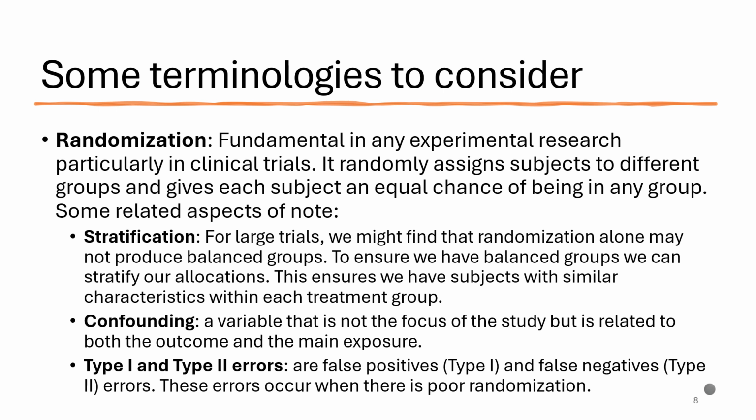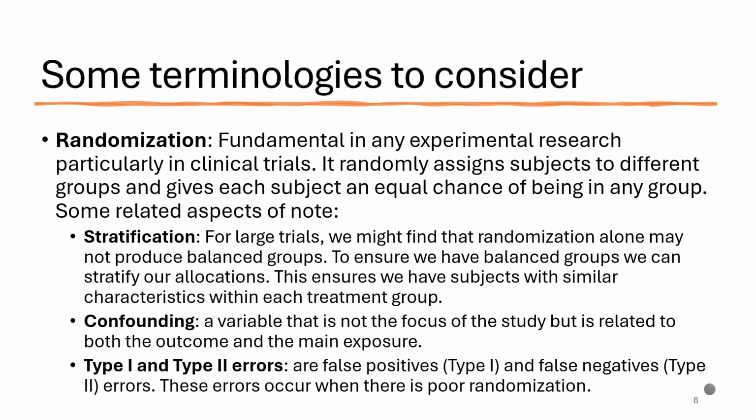So confounding is a variable that's not the focus of the study, but is related to both outcome and the main exposure. An example of this is, for example, we had a lung cancer study, and we're looking at the effect of smoking on lung cancer. In this study, age is a confounder because the older you are, the more likely you are to smoke. Children tend not to smoke. And the older you are, the more likely you might develop lung cancer, right? So age in this case is a confounder. It's related to both the outcome, which is lung cancer, and the exposure, which is smoking, but age is not really the focus of the study, but we just need to adjust for that effect.